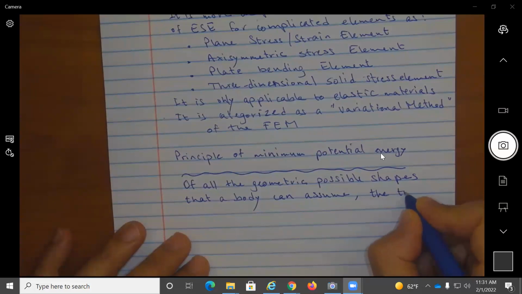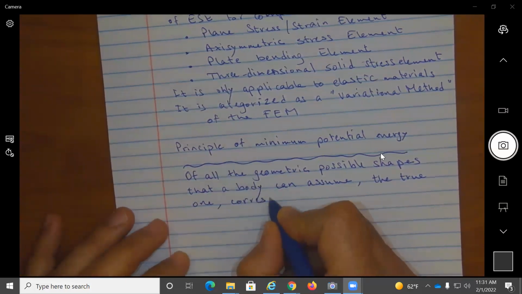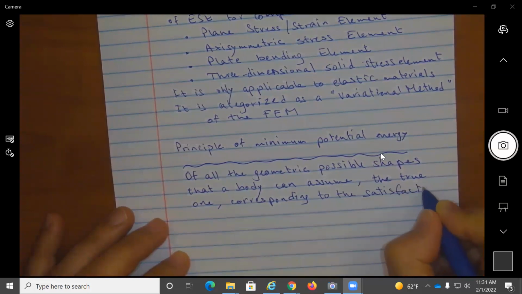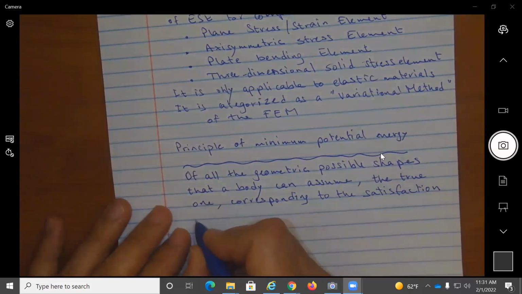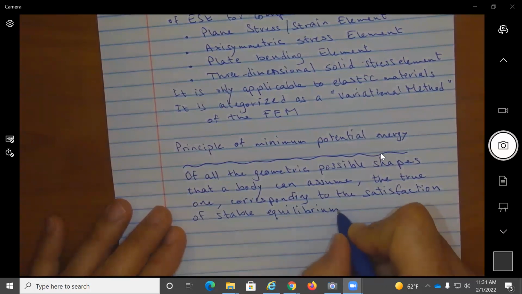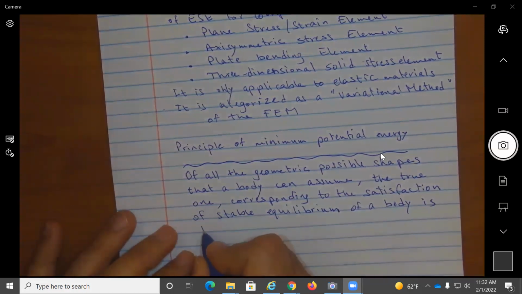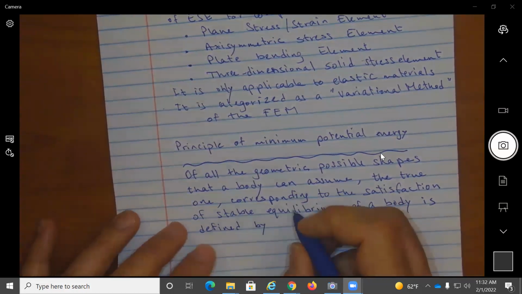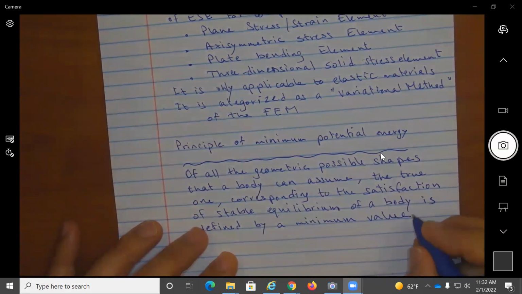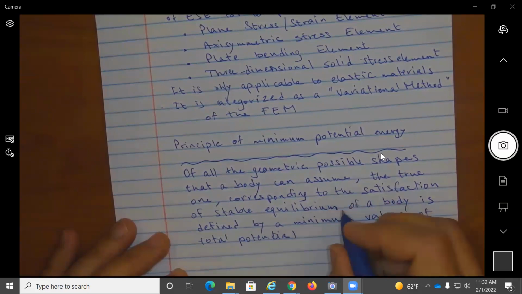The true one out of all possibilities, corresponding to the satisfaction of stable equilibrium of a body is defined by a minimum value of total potential energy.